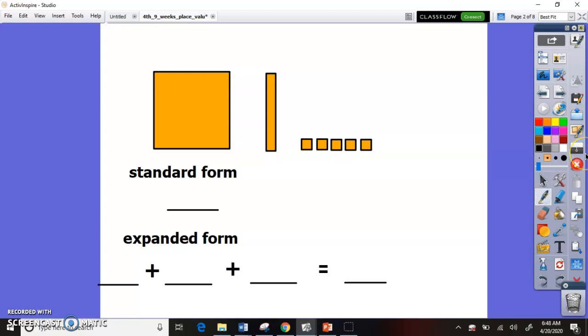So the standard form of this number is 115. Now expanded form is blank plus blank plus blank equals blank. So that's your hundreds plus your tens plus your ones. So I have 100. The value of that 100 is 100. I have 1 ten, which is 10, and then 5 ones. So 100 plus 10 plus 5 equals 115, which is your standard form.